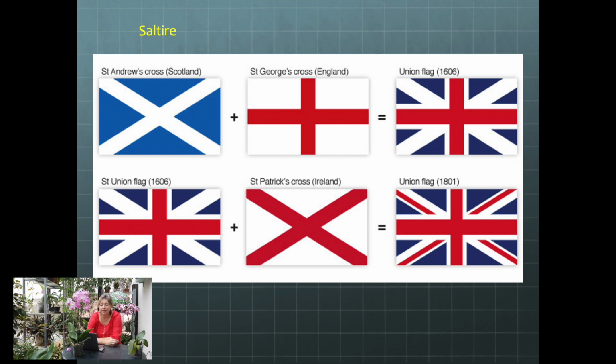Then the third flag, St. Patrick's Cross, which is a red diagonal cross on white background, was added to the design when Ireland was formally added to the United Kingdom. So the last model comes from 1801, and this is the Union flag that is used today.